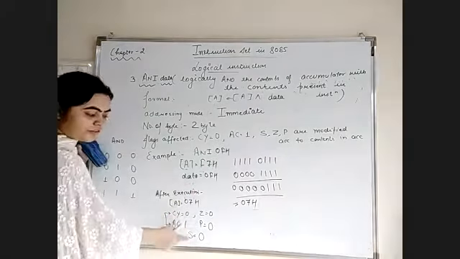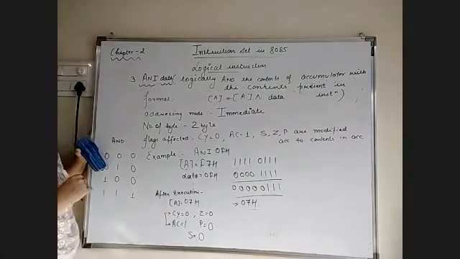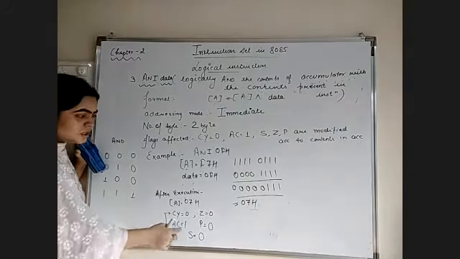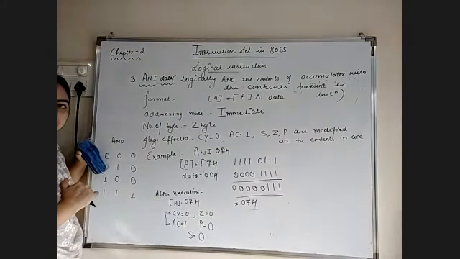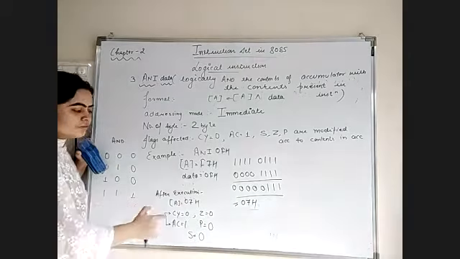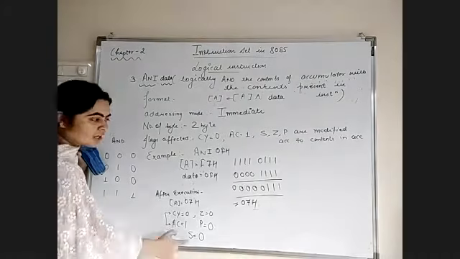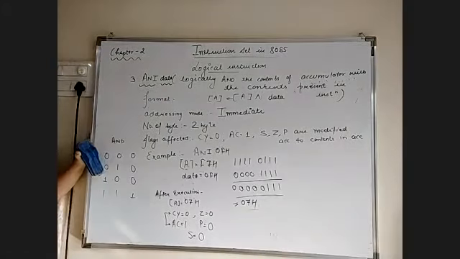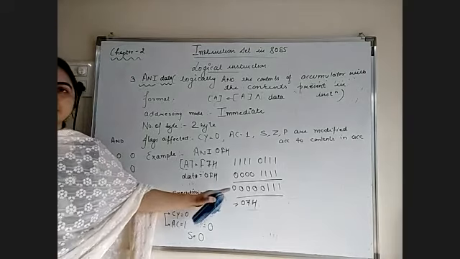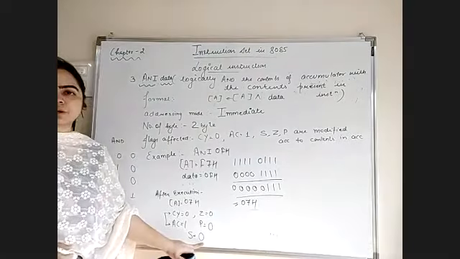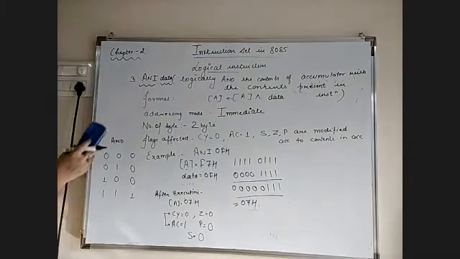Now we can see the value of these three flags. The zero flag is equal to 0 because here the result is non-zero. Next we have the parity flag. You can see in the result we have an odd number of ones. So when the result has an odd number of ones, that means parity is equal to 0. Next we have the sign flag. Again you can see in the example the most significant bit is equal to 0, so the sign flag is equal to 0. Okay, so this is about the logical AND operation.